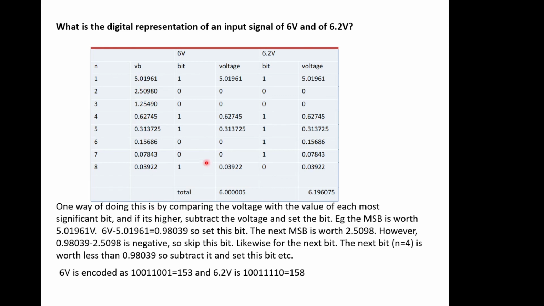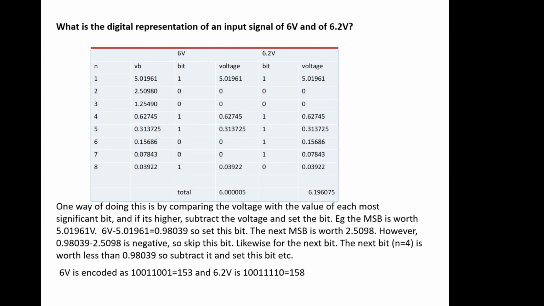So to get the value of the most significant bit that's valid, we take our 6 volts. The value of the highest bit is 5.01. 5.01 is less than 6, so we can subtract that, set the bit. That leaves us with 98 millivolts or so left over. Then we have to compare it with these to see which is the smaller. This is the smallest one, so we take 98 away 62 millivolts, set that bit, and so on, follow it through. If you do that, you end up with a value of 153 in 8-bit representation for our value of 6 volts, and 6.2 is 158.